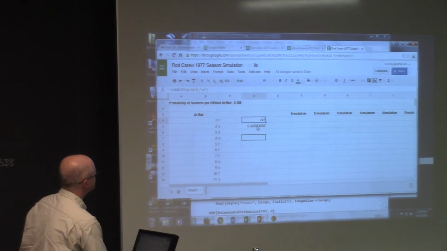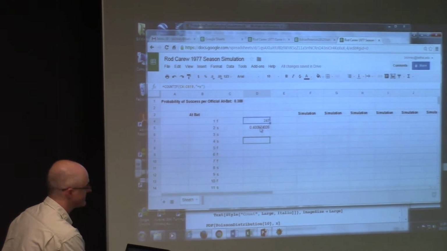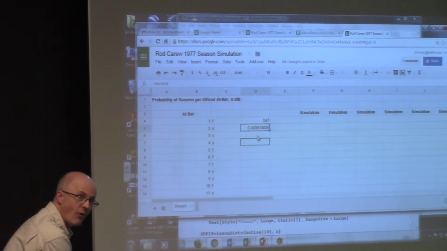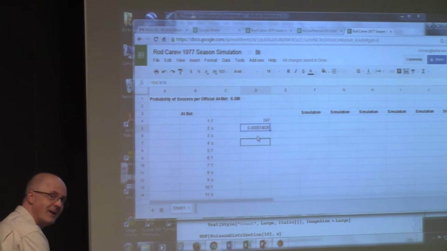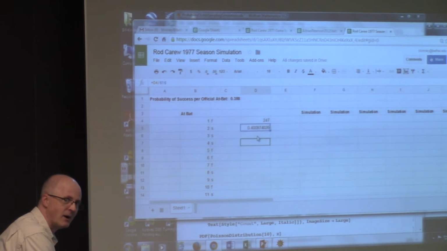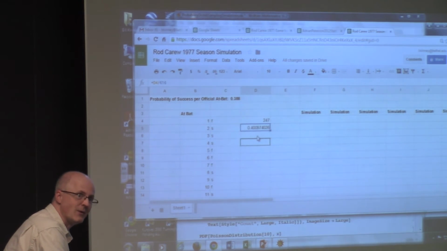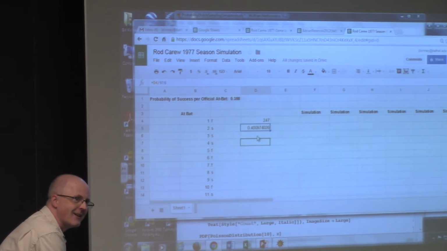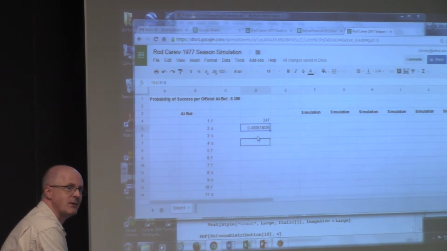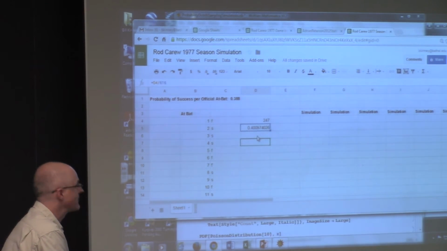Here's a new simulated season. He got 247 hits and 616 at-bats, and his batting average was over .400, which is incredible. That didn't happen, but it could have happened if he really was that good that season, which he was. It could have happened by chance that he would have gotten a batting average over .400, which is pretty amazing.